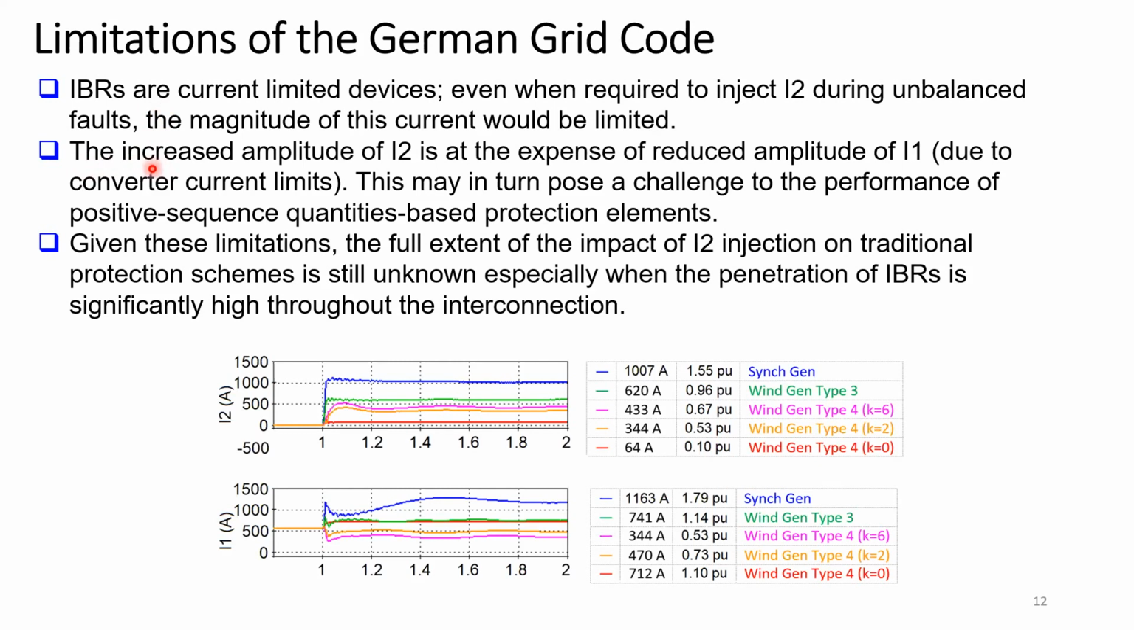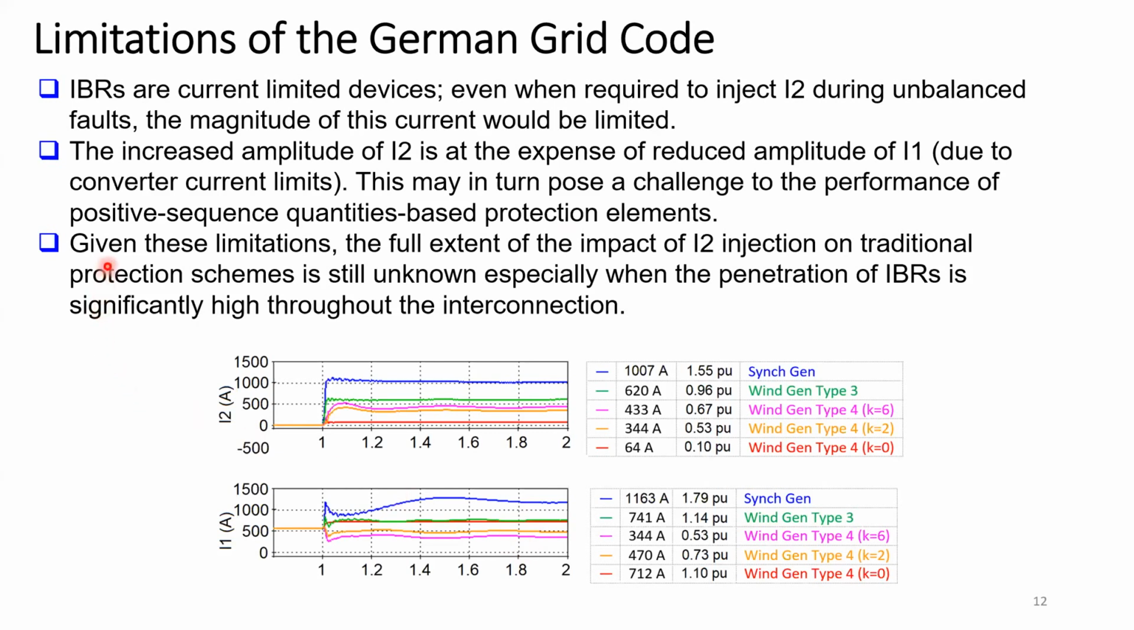And the other limitation is that with the increased amplitude of I2, the amplitude of I1, the positive sequence current, decreases due to the converter current limit. So this reduced positive sequence current may in turn pose a challenge to the performance of positive sequence quantities-based protection. So here's an example. We increase the proportional gain of the negative sequence German grid code characteristic, and we increase the amplitude of the negative sequence current. But if we look at the positive sequence current, its amplitude decreases. So this decreased amplitude could cause other protection misoperation challenges.